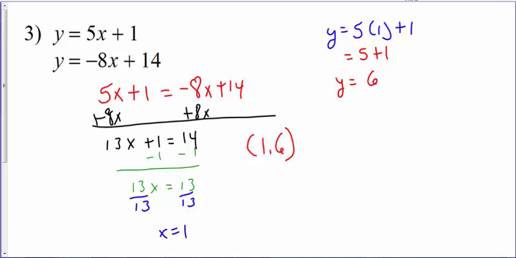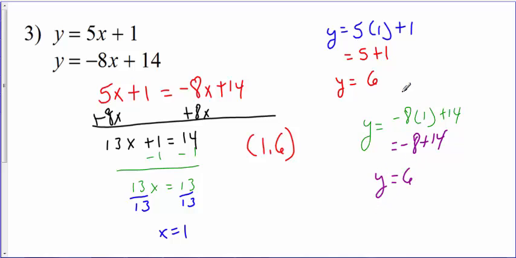Now, I'm going to go ahead and show you that if we were to use the bottom equation and substitute the 1 in there, we would come out with the same answer. So negative 8 plus 14. So negative 8 plus 14 is 6. So you can see that no matter if we use the top equation or the bottom equation when we're substituting the x value back in to find the y, we will get the same solution.